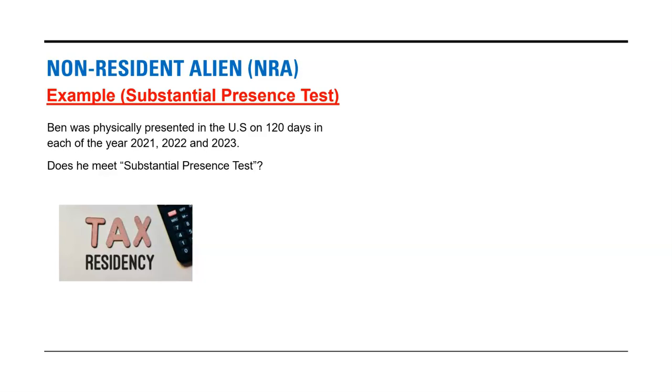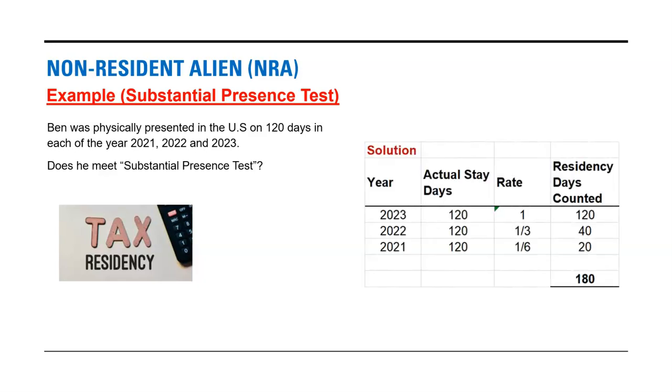Let's look at an example to better understand. For example, Ben was physically present in the United States on 120 days in each of the years 2021 up to 2023. So does he meet the substantial presence test? Let's look. What does the formula say? Current year 2023, 120 days, we multiply by 1, and actual stay in 2022, 120 days, we divide by 3, and actual stay in 2021, we divide by 6.